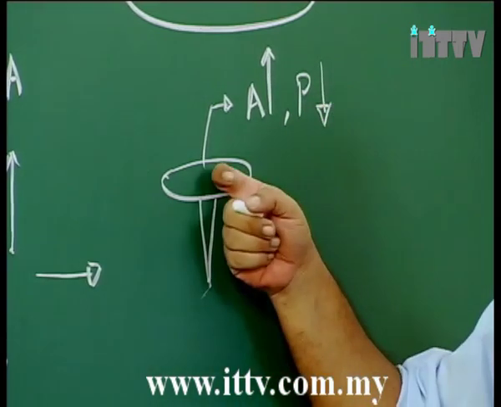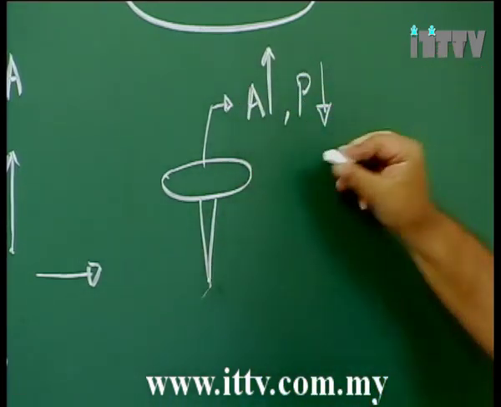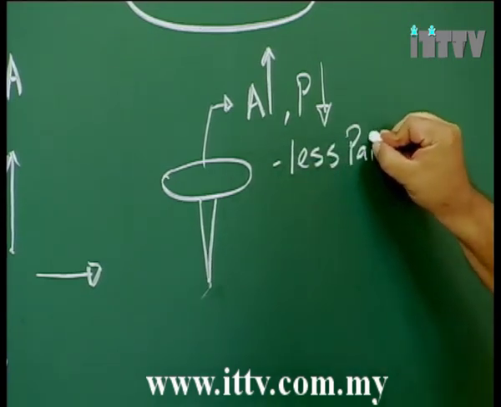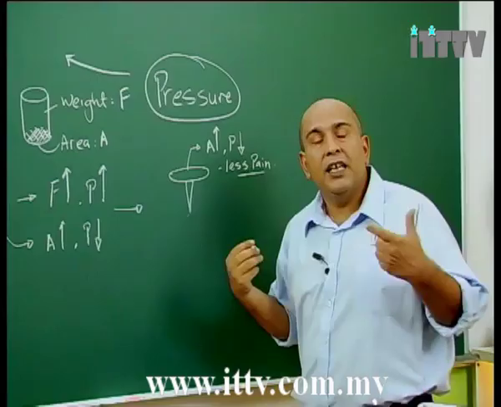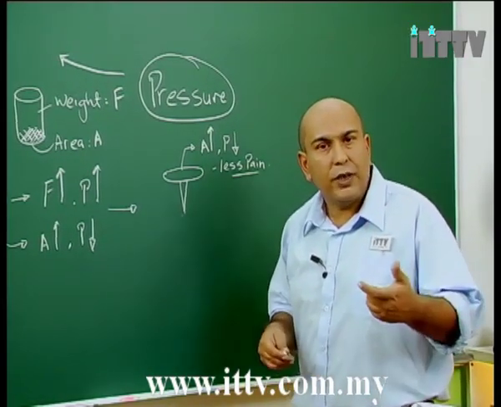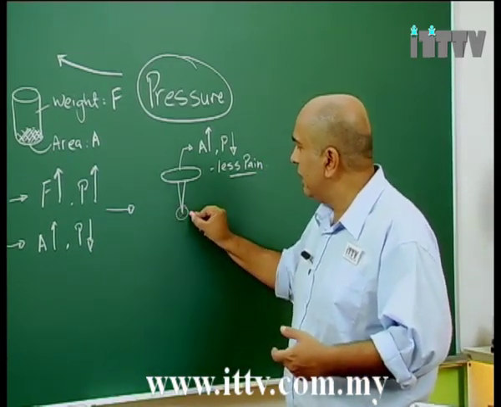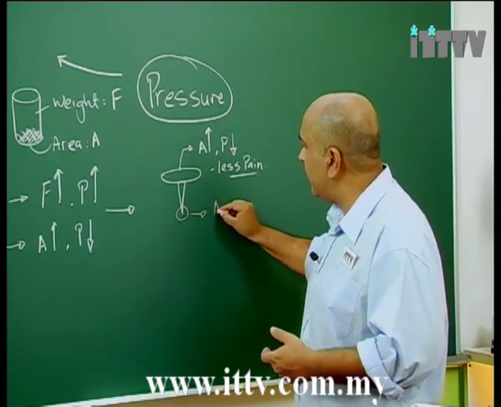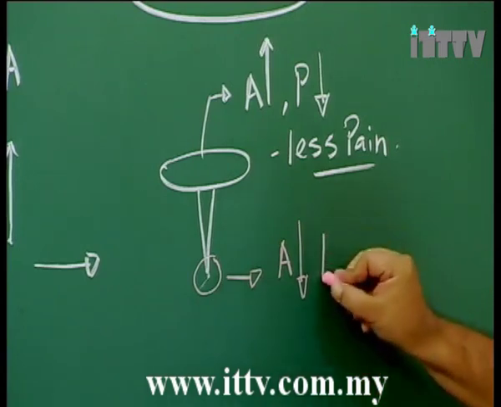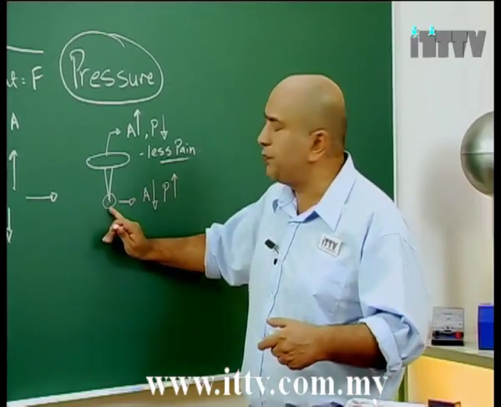Why do we need a large area with low pressure at the top when we are pressing down? Well, the chances are we get less pain. It doesn't hurt us when we press the thumbtack in. Now let's look at the other end of the thumbtack. Here, what we have is an area that is small, which means that I'm going to produce a large pressure. Why do I need a large pressure here?